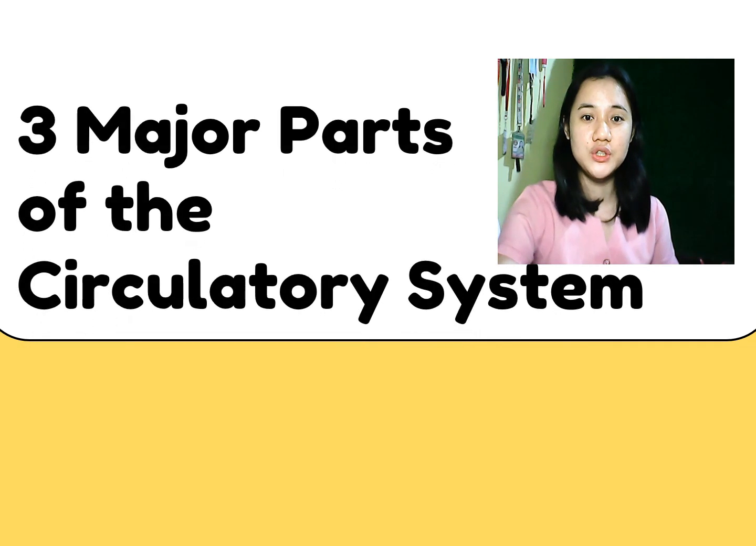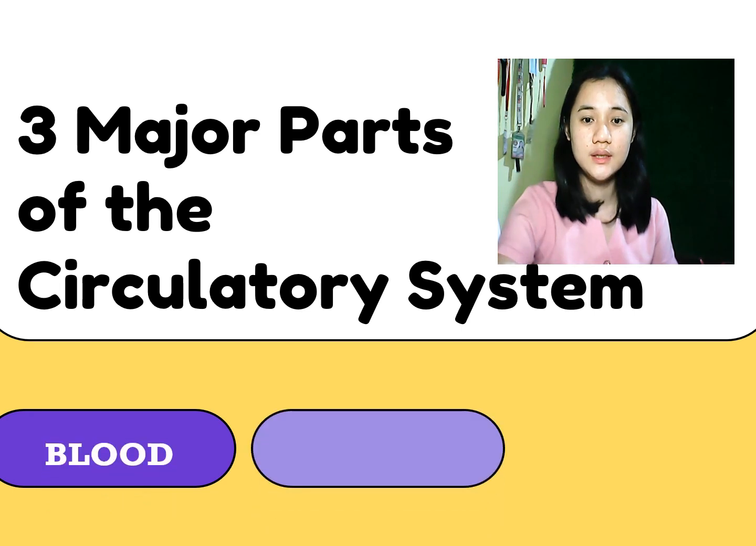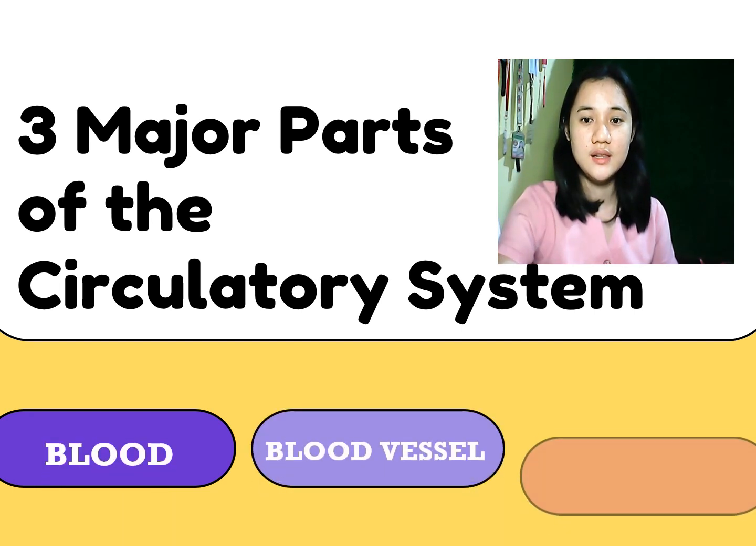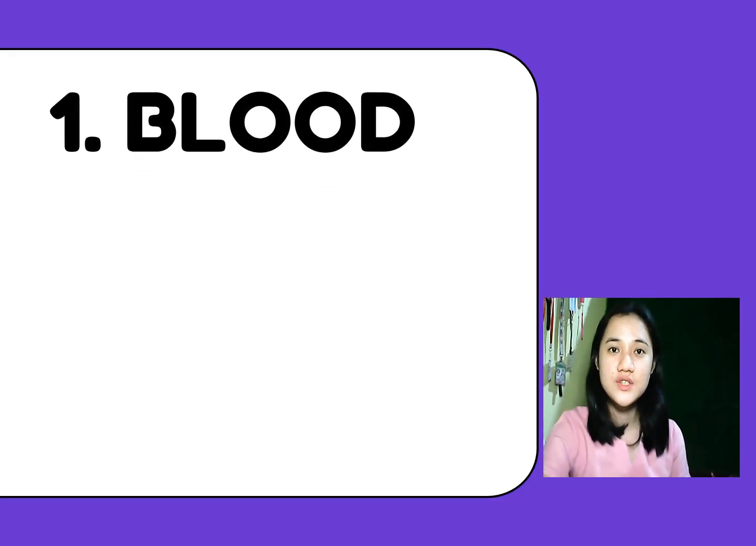Here are the three major parts of the circulatory system. First one is the blood, then the blood vessels, and the heart. So first, let's talk about the blood.